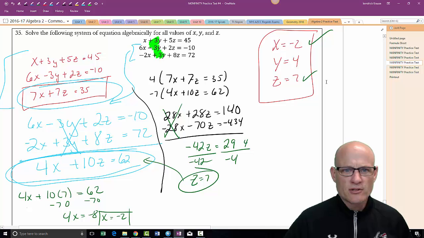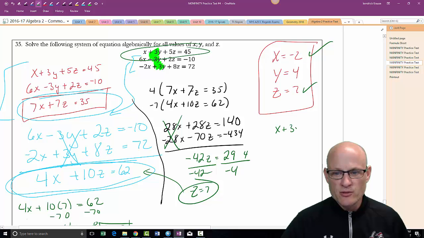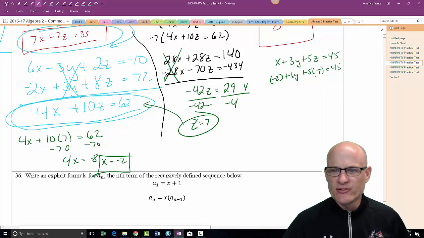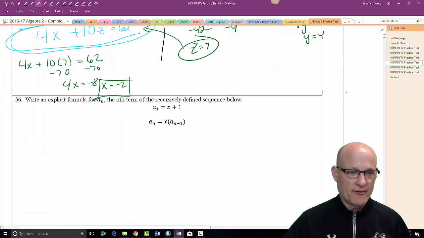Finally, I'll grab any of the equations. I'm going to take this first equation because it's got all positives. So I'll do x plus 3y plus 5z equals 45. x is negative 2 plus 3y plus 5 times 7 equals 45. 5 times 7 is 35, minus 2 is 33, so 3y plus 33 equals 45. Subtract 33, I get 3y equals 12, or y equals 4. Is that the right answer? Yes! There we go, we got it. All right, that's it for that one.